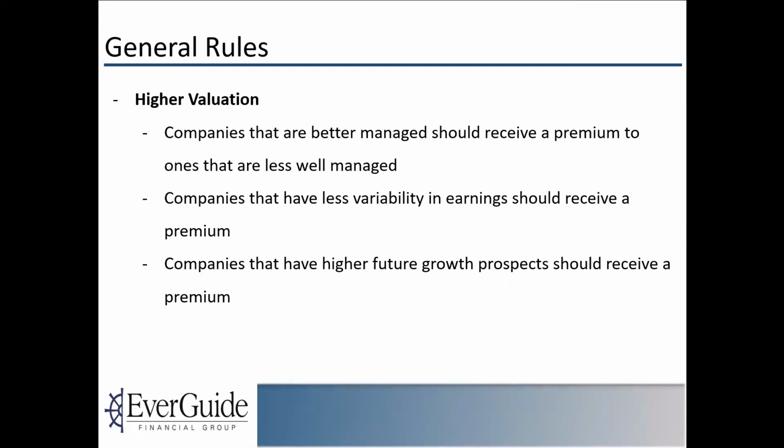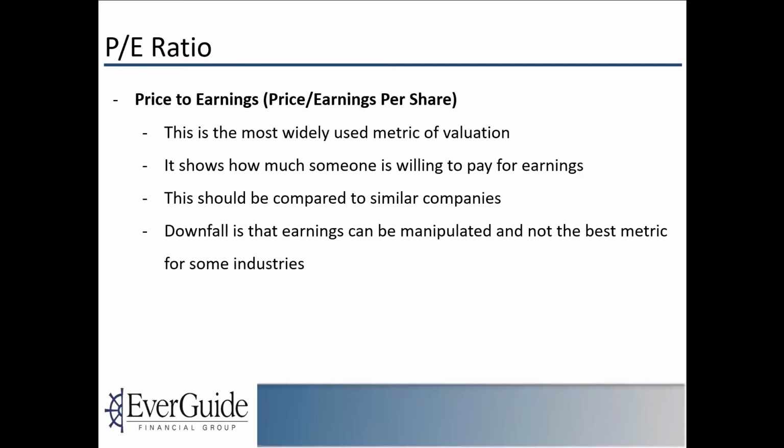An example of that is if your earnings move up and down with the economic cycle, then you should have a more discounted valuation relative to a company that does well regardless of what the economy does. And then lastly, companies that have higher future growth prospects should receive a premium to ones that do not. So let's first talk about the PE ratio, which is basically price to earnings.